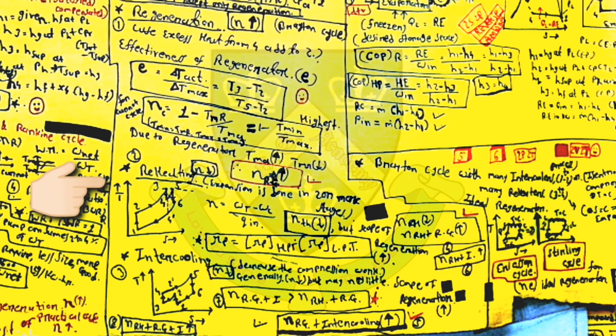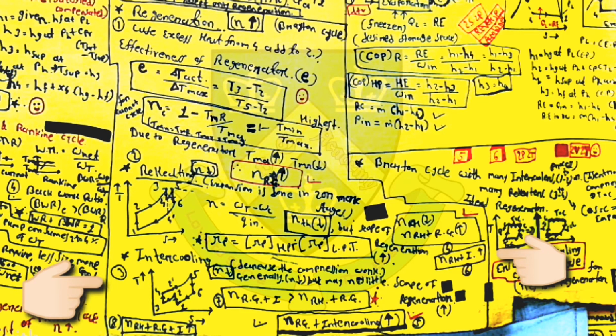Then the fourth one is reheating plus regeneration. By using both operations, the efficiency will increase. Using the regenerator and reheater at the same time, efficiency will increase. And the fifth one is using the regenerator plus intercooling at the same time, then efficiency will increase. Note one point here: the efficiency from the use of regenerator and intercooler is greater than the use of reheater plus regenerator.